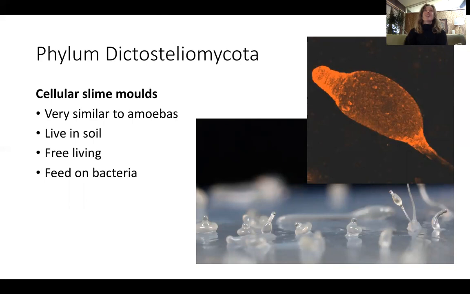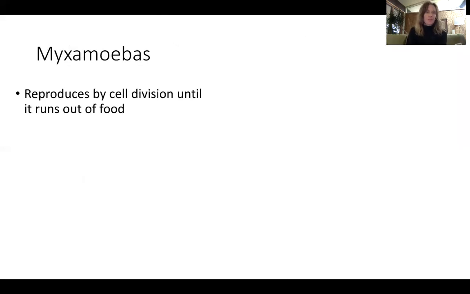So I said that these are fungal-like because they have hyphae and absorptive nutrition. Well, these guys are actually hunters, and they are predators. They eat bacteria. But some fungi are predators too, so there's always an exception. These myxamoebas, they're called myxamoebas, just reproduce by cell division. They divide, they divide, they divide until they run out of food.